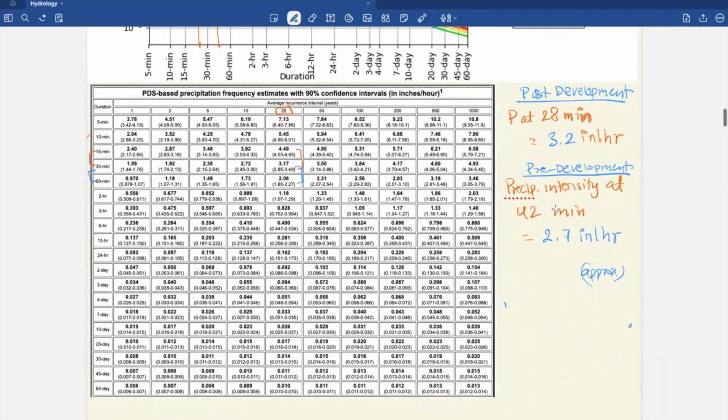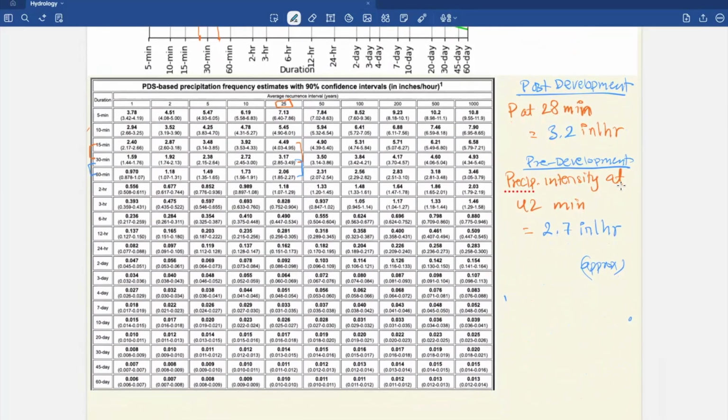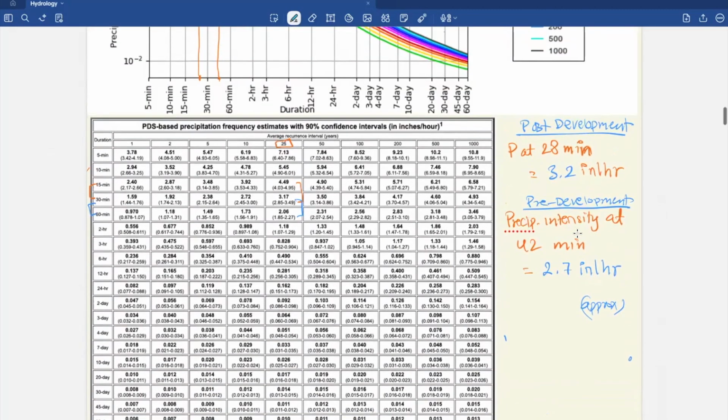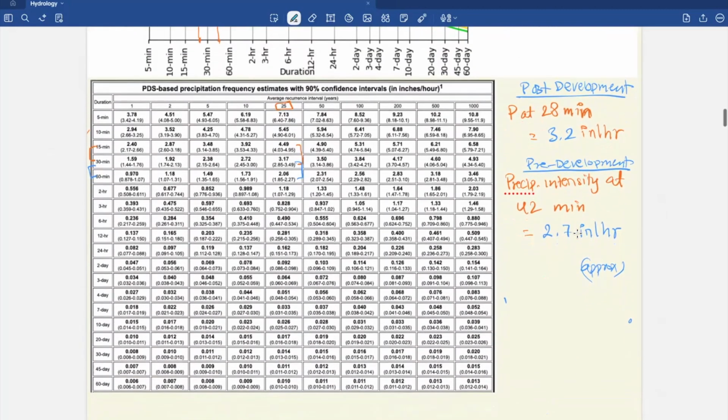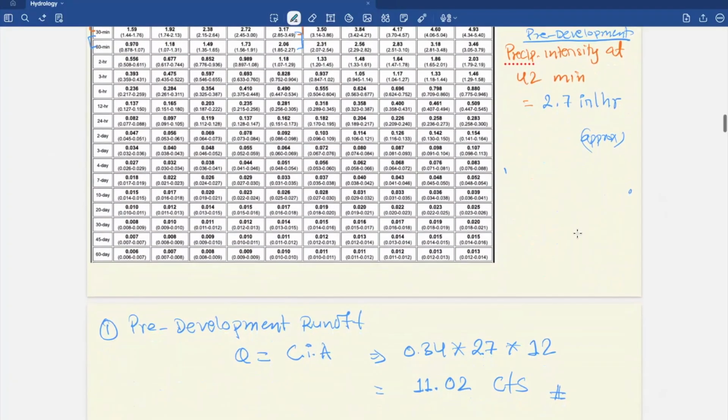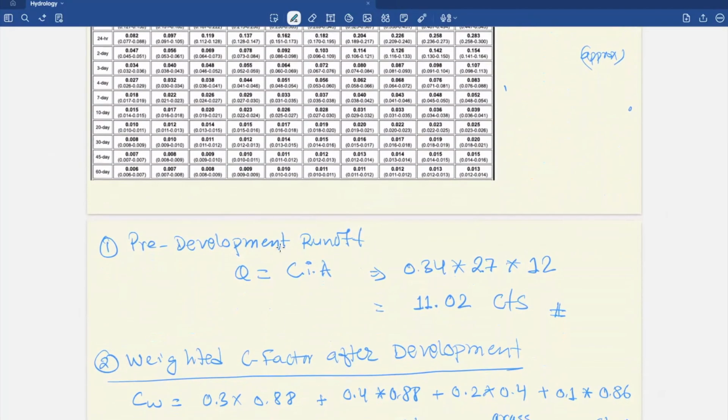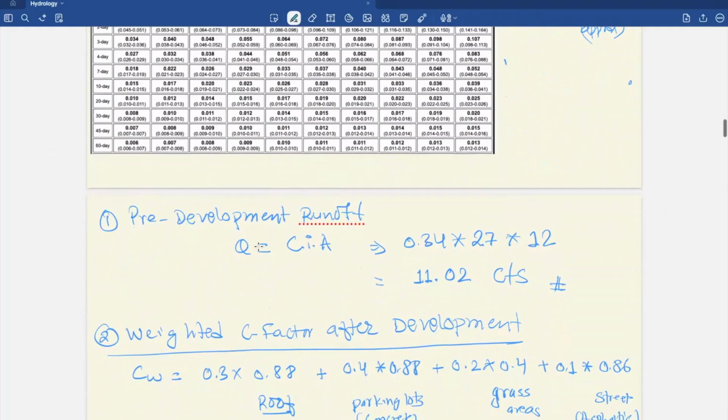And for the pre-development, our precipitation intensity at 42 minutes lies in between 30 minutes and 60 minutes. When we do some interpolation, it lies between 3.17 and 2.06. So I just approximated it as 2.7 inch per hour. Since for the first case we have C, we have I, we have A, for the pre-development runoff our Q will be equal to 11.02 CFS.